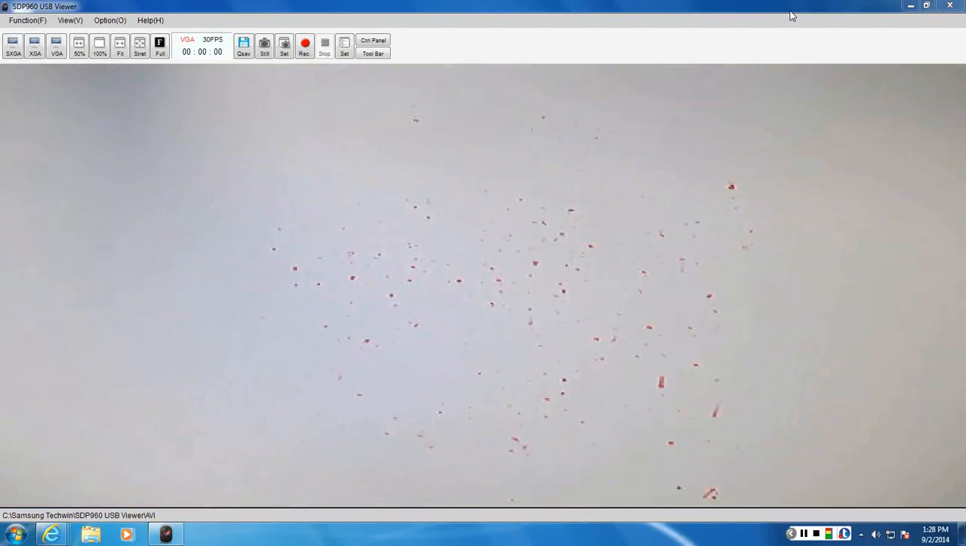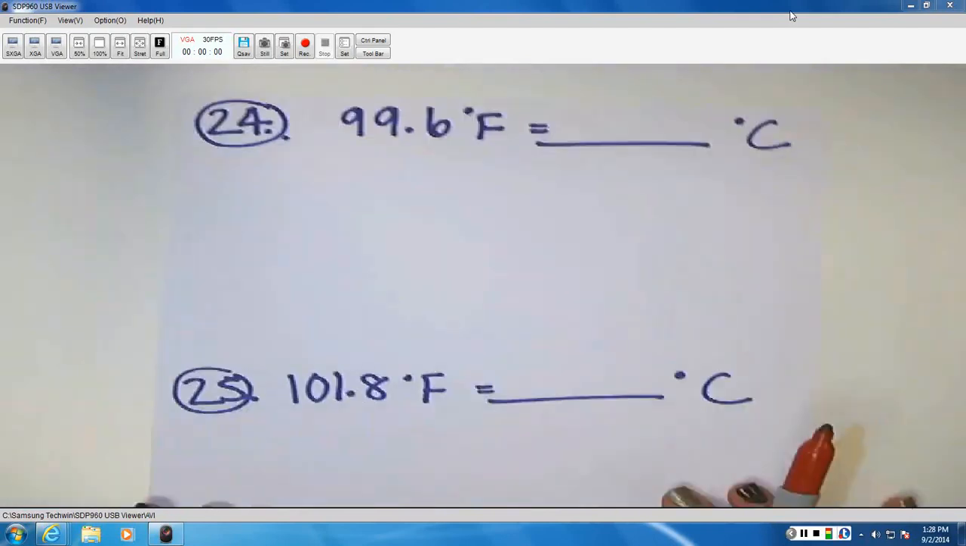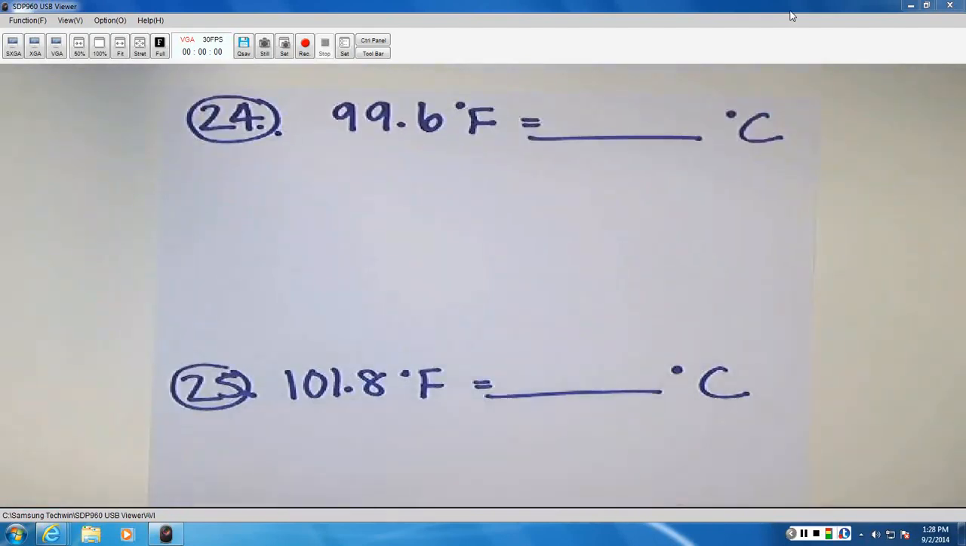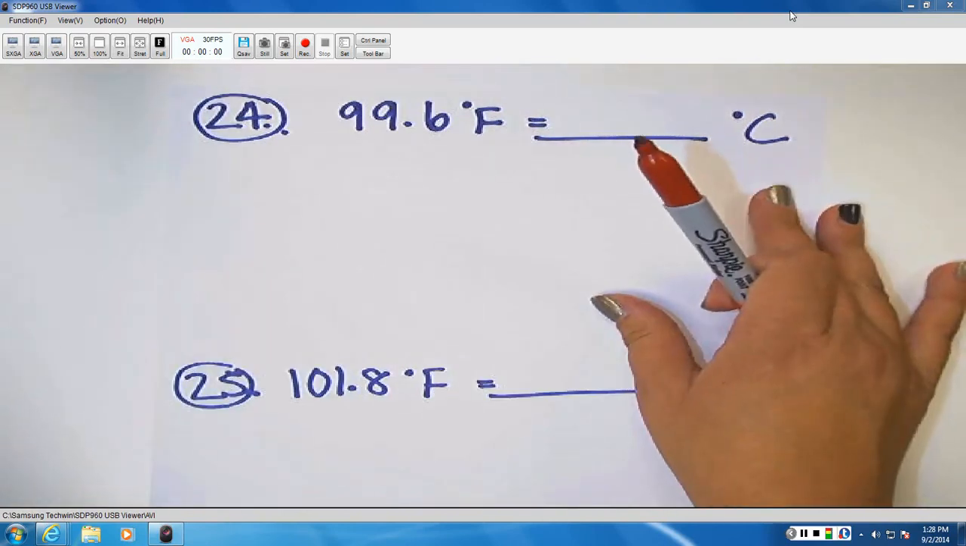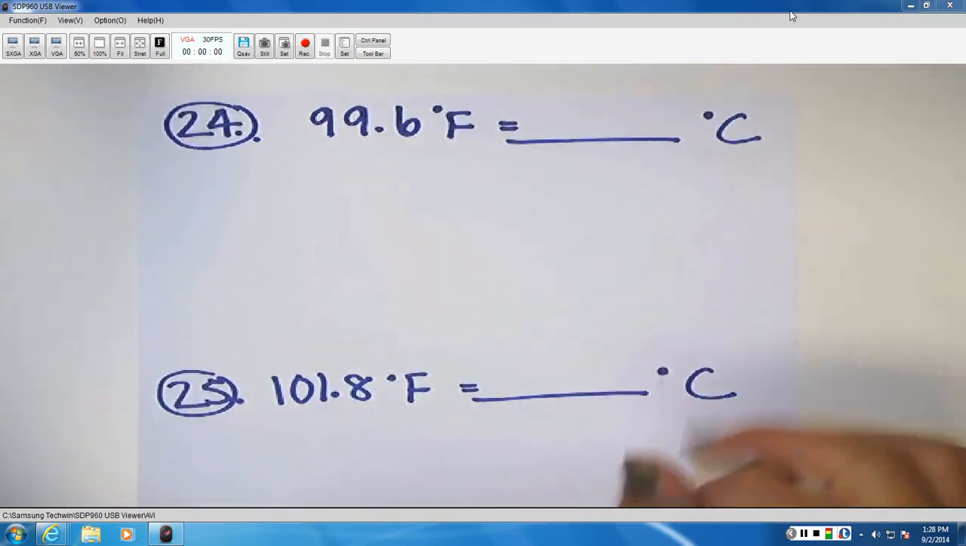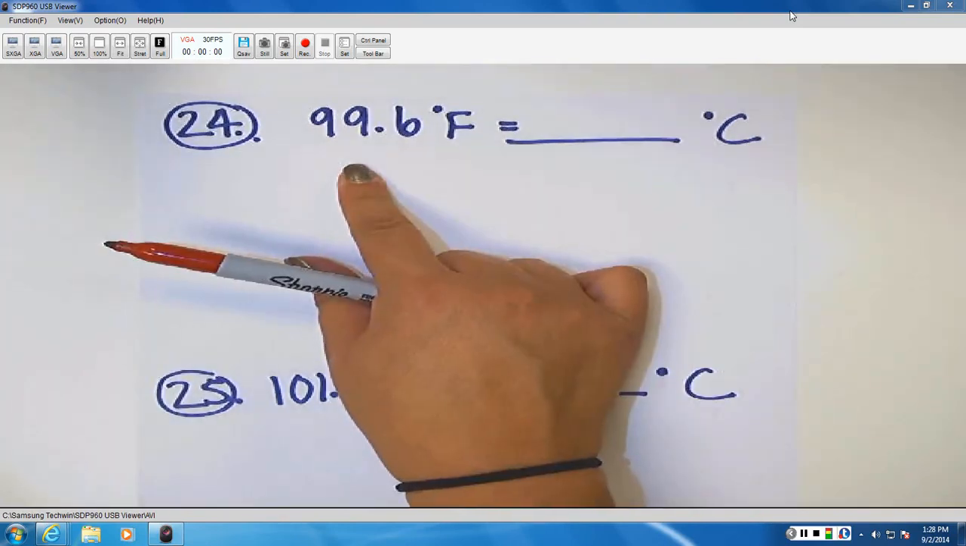And then the last part of this chapter is converting Fahrenheit to Celsius and Celsius to Fahrenheit. Really, you just kind of need to memorize a couple of equations. And again, I have those written on my metric conversion sheet for you. So if you're going to convert Fahrenheit to Celsius like we are here, you're simply going to subtract 32 from the number and then divide by 1.8.